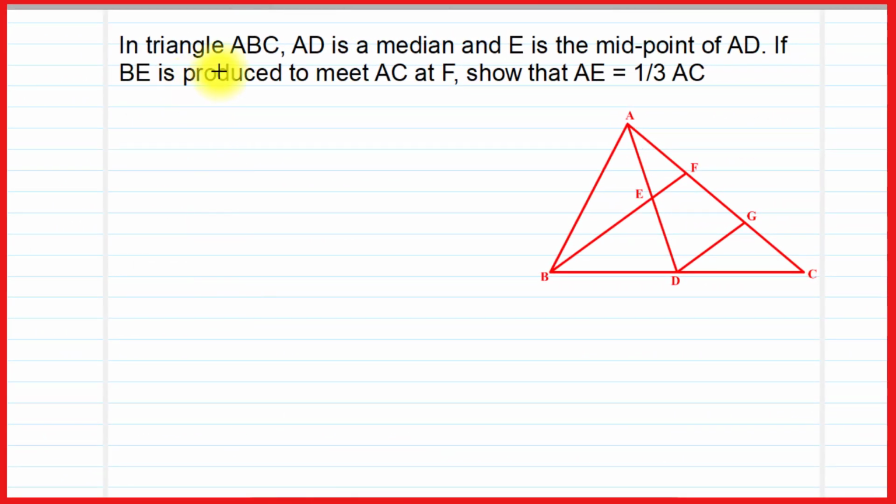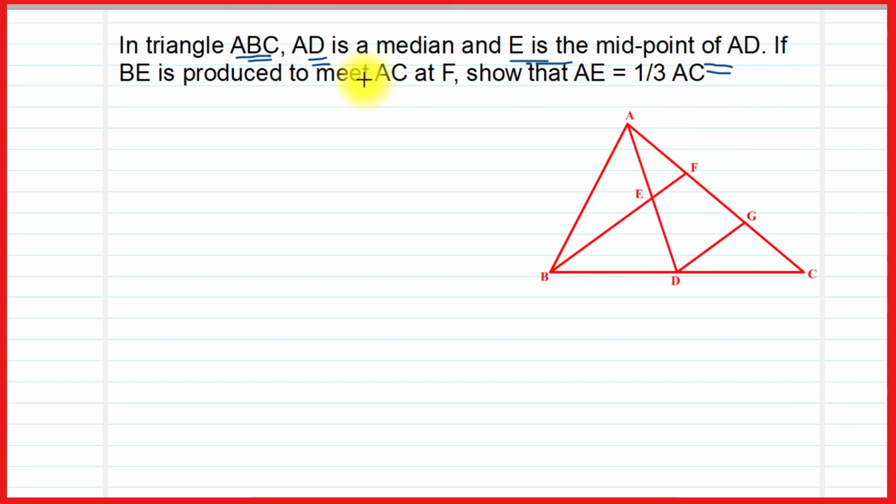Friends, here is the question. In triangle ABC, AD is a median and E is the midpoint of AD. Here E is the midpoint of AD, and since AD is a median, it is also given that D is the midpoint of BC, because a median passes through the midpoint. Therefore, for BC, D is the midpoint, and for AD, E is the midpoint.